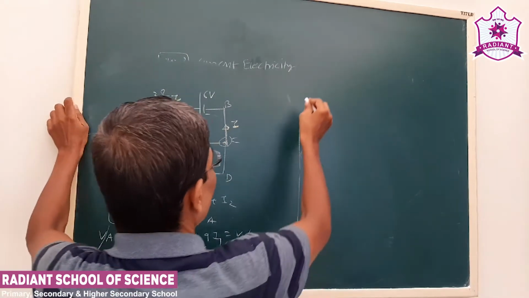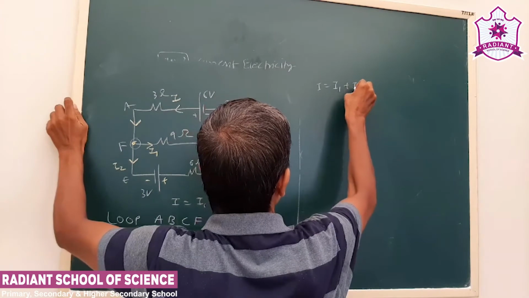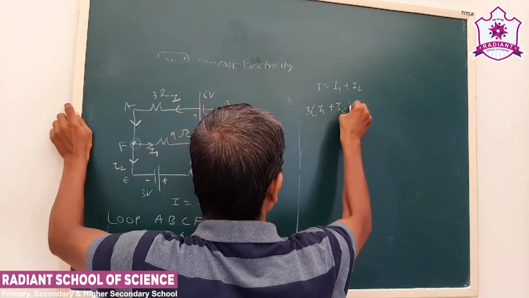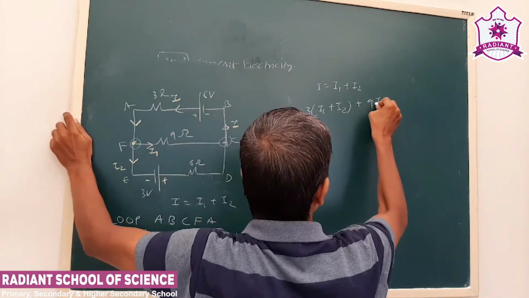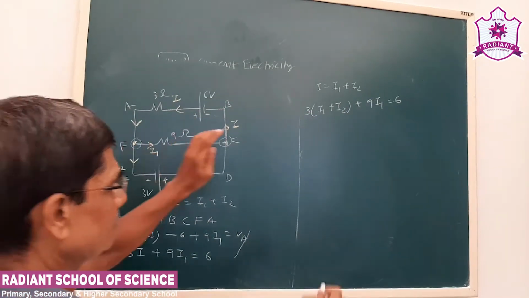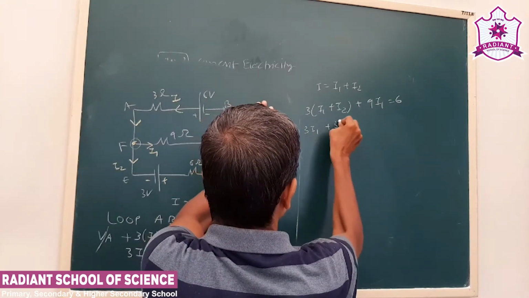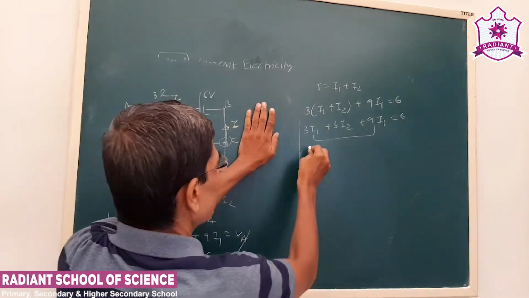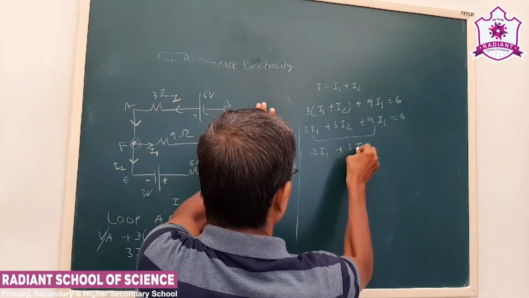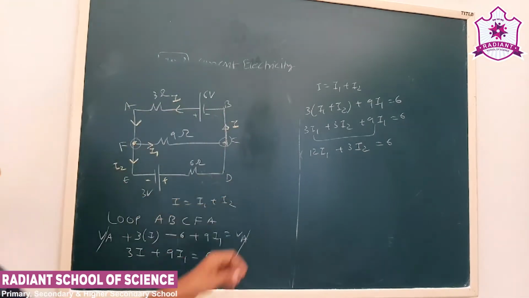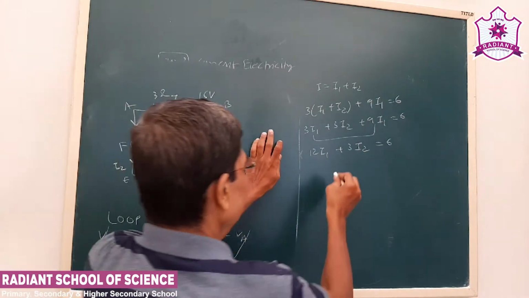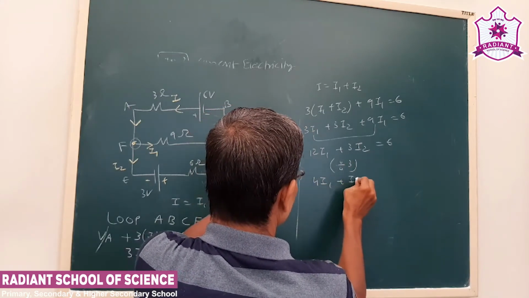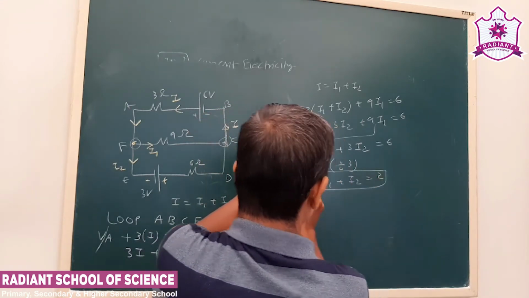Now I is equal to I1 plus I2, that we have to use. That is 3 times (I1 plus I2) plus 9I1 is 6. Okay, that is 3I1 plus 3I2 plus 9I1 is 6. Now 3 plus 9 is 12I1. Now what we see here, all are multiples of 3, so we can divide by 3. So it will be 4I1 plus I2 is 2. See, that is the first equation.